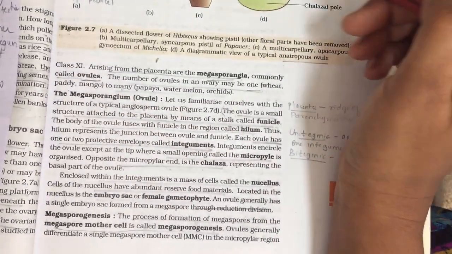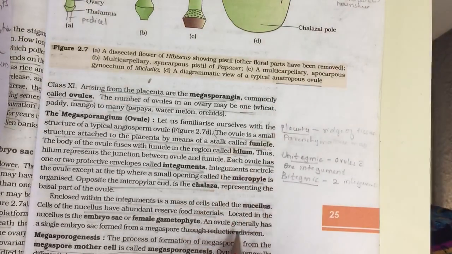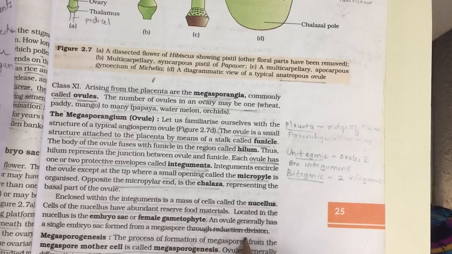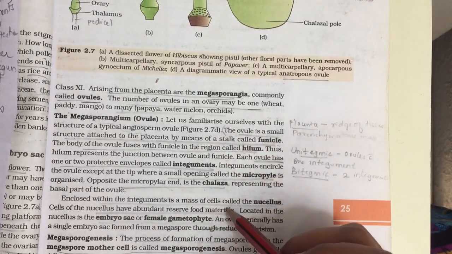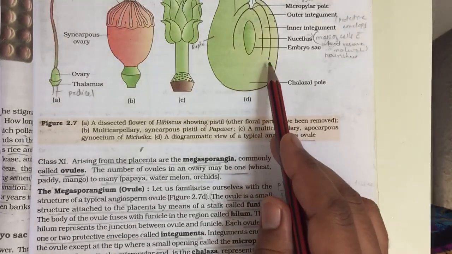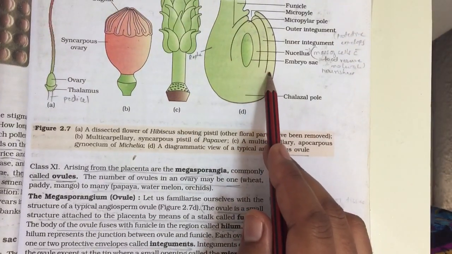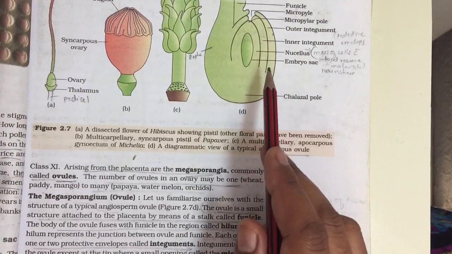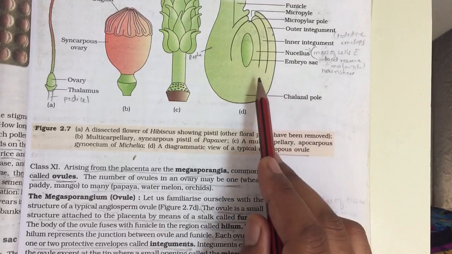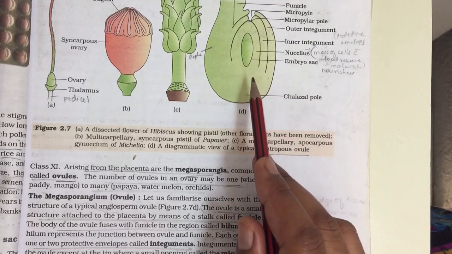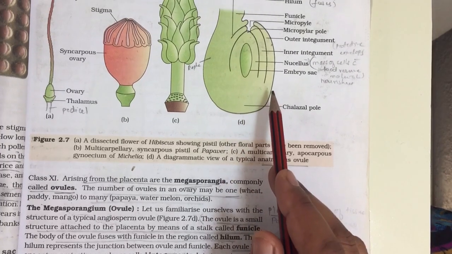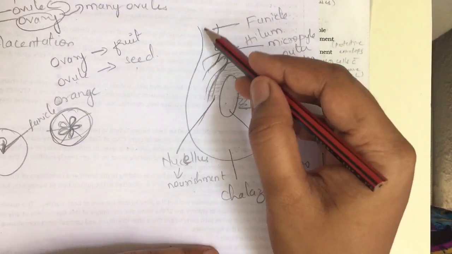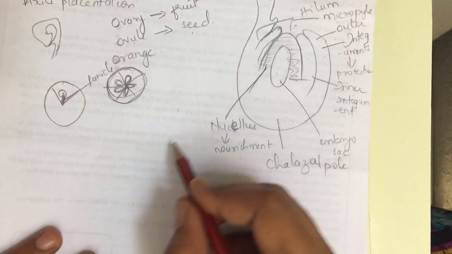An ovule generally has a single embryo sac formed from the megaspore by reduction division. Anyhow, from here till here, if you give the explanation of the structure of an ovule, it will be very easy for you. So this one is the ovule. It is also called the megasporangium. It is an anatropous ovule. Different types of ovules will be there with different shapes. Here you can find it is of this shape. This shape we call an anatropous ovule.